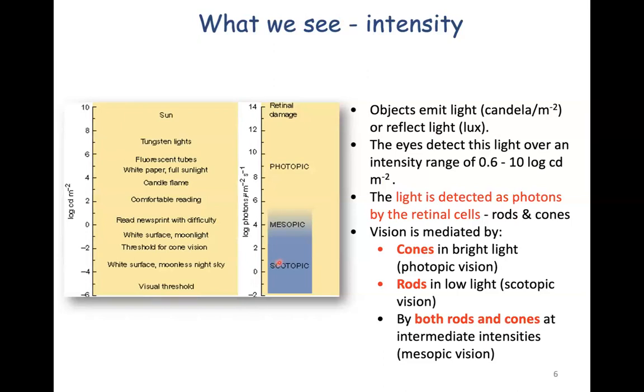Now, coming to light that we're able to see, light is detected as photons, which is essentially tiny particles of light. And vision is mediated by two things. It's just two things, cones and rods. So cones detect your vision in bright light or the daylight, which is photopic vision. Rods detect your vision in scotopic light, so dim light or no light, minimal light. And then when there is something in between, like we mentioned on the previous slide, mesopic vision, that is detected by both rods and cones. Okay, that's all you really need to know from this slide over here.